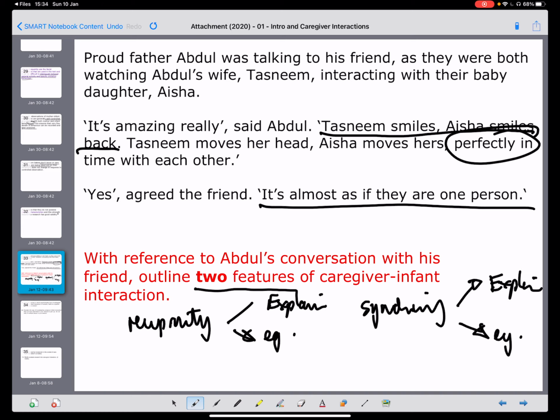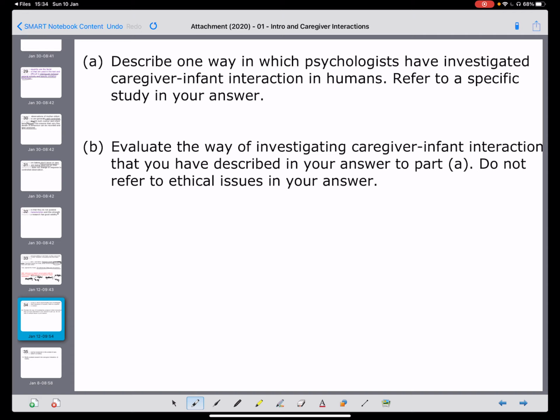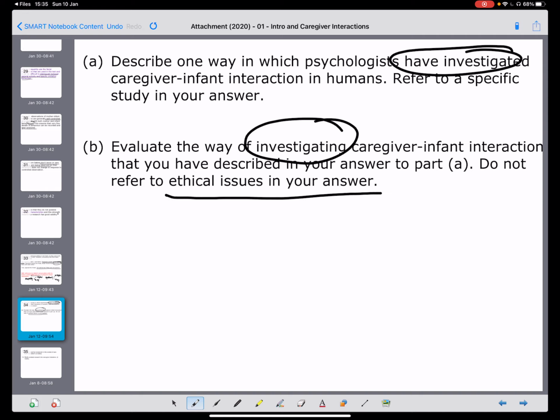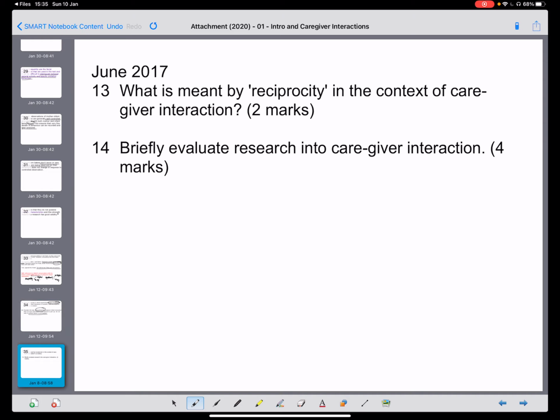I just want to show you a few other questions that have come up in the exam. It says describe one way in which psychologists have investigated. So this is either describing the Isabella study or the Metcalfe and Moore is probably the best one here. And then it says evaluate the way of investigating. So those points made about research methods are quite important for us to have a look at. It says there, do not refer to ethical issues in your answers, because you saw from that still face experiment that potentially we don't need to worry about that because the mother is there giving consent for the baby.